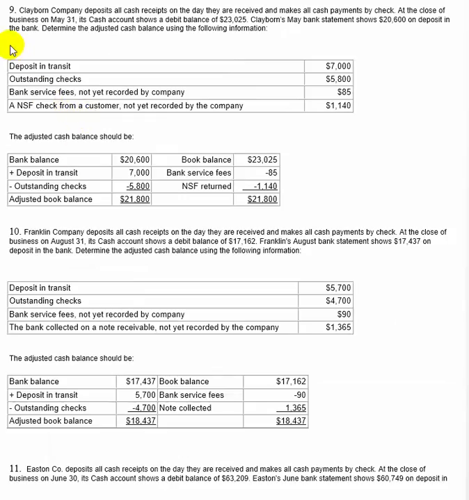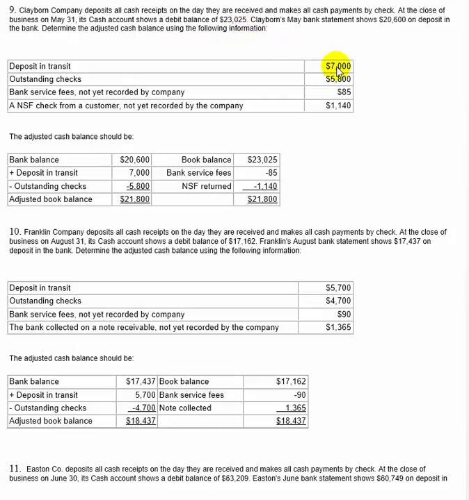Question number 9. Claiborne Company deposits all cash receipts in the bank on the day that they receive them and makes all cash payments by check. At the close of business on May 31st, its cash account showed a debit balance of $23,025. Claiborne's May bank statement shows $20,600 on deposit in the bank. Determine the adjusted cash balance using the following information.